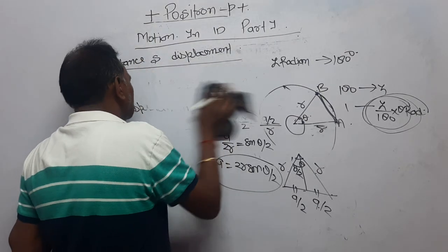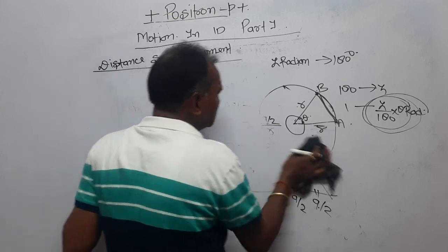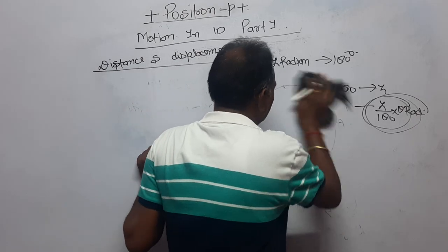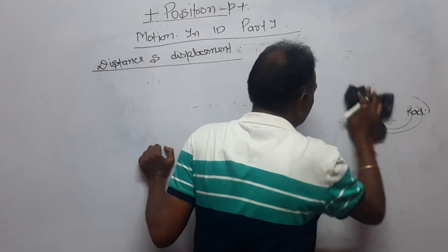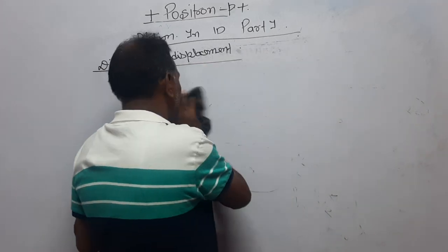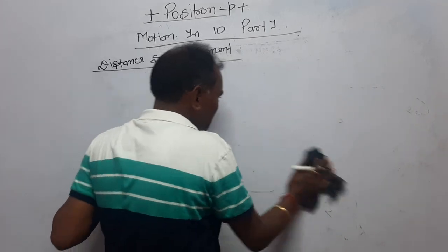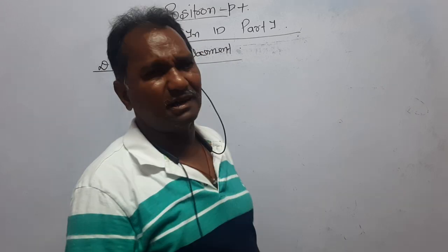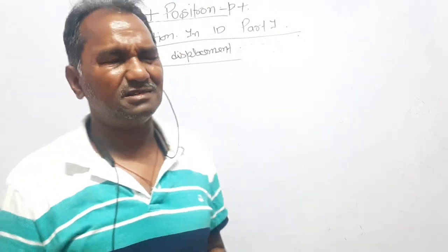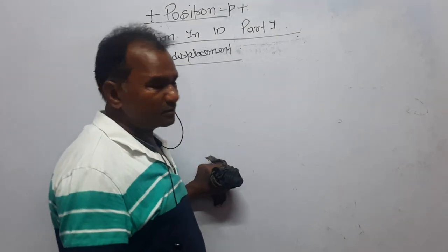Now, dear students, many times the students get confused over the direction. If the question is given that a body is moving first 50 kilometer in east direction, then 30 kilometer in northeast direction, and then 40 kilometer 30 degree north of east, then how will you solve the problem?